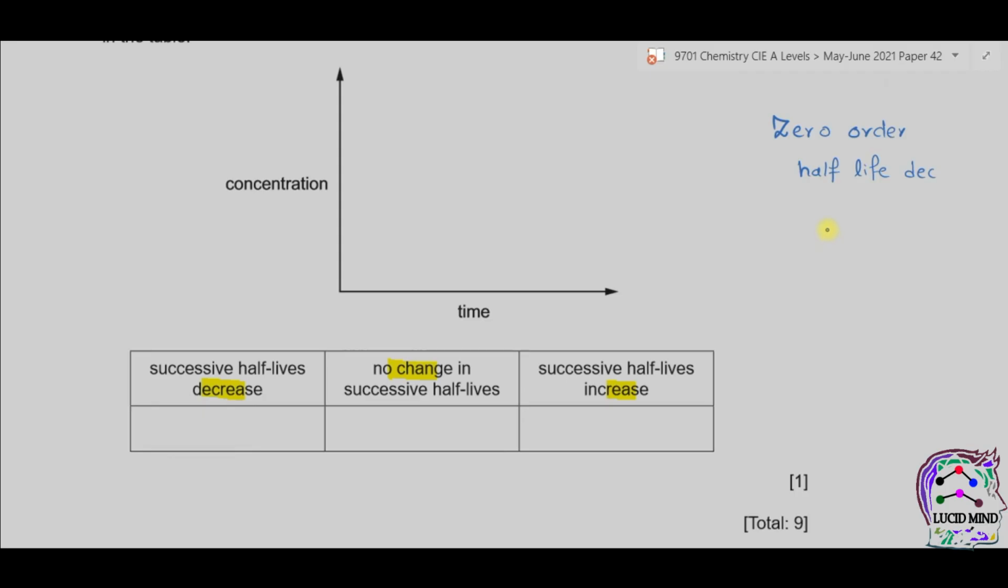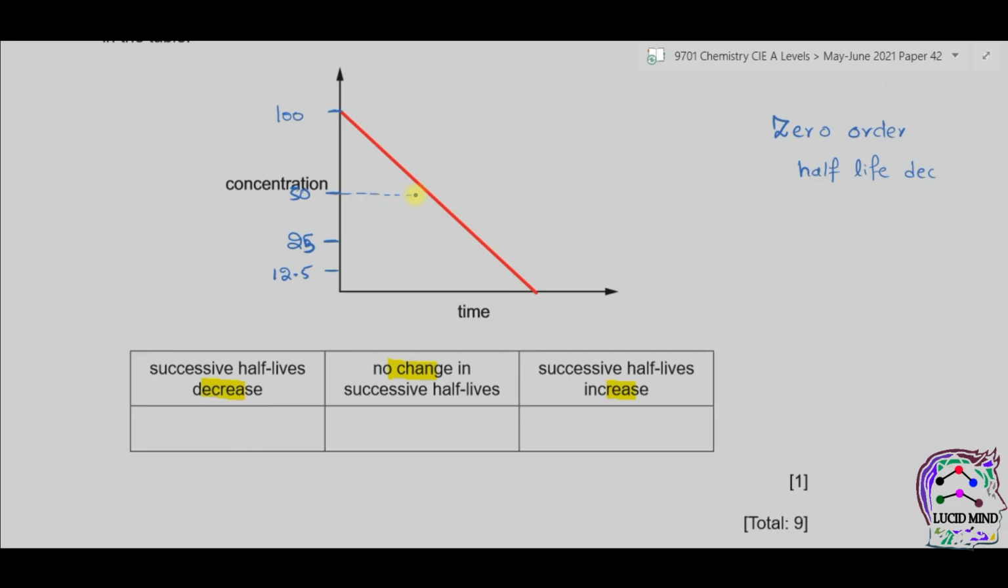For a first order reaction, half-life is constant. For a second order reaction, half-life will increase. Now let's suppose this is the concentration of 100. This is the line for the first order reaction. Now we can use the concentration. If this is 50, this is half of 50, which is 25. This will be half of 25, which will be 12.5. Now we can measure the successive time.